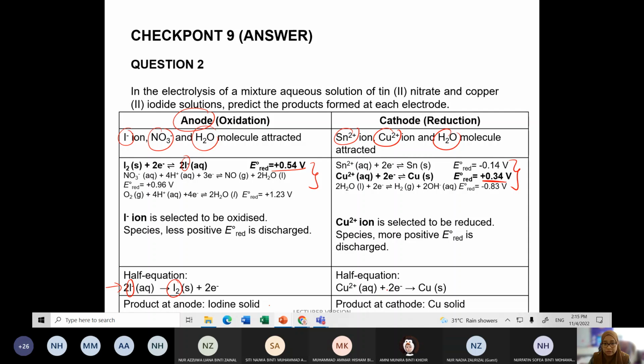Okay, guys, it will undergo reduction. So it's actually the same as what we have up here. The equation is the same. So it will produce copper solid as the product. All right, that is checkpoint 9.